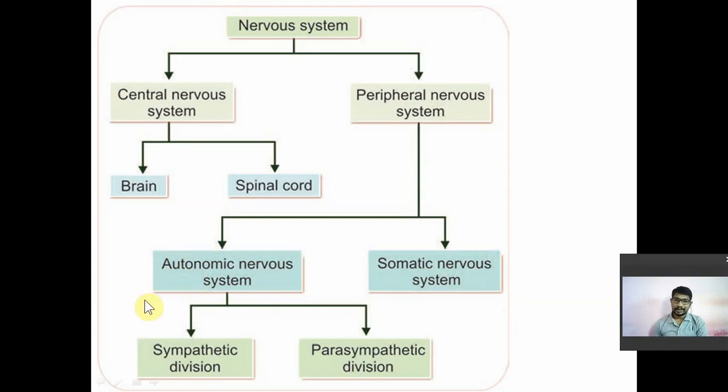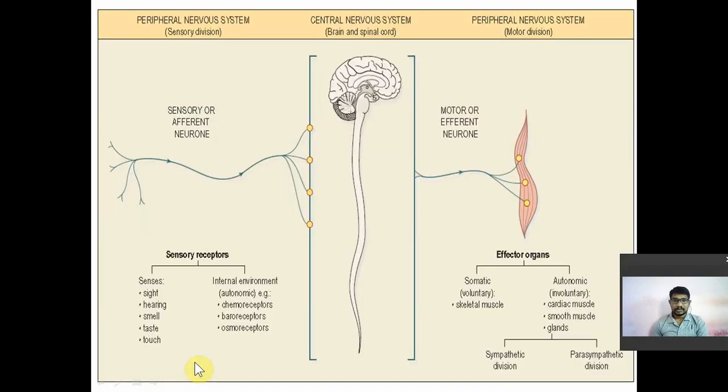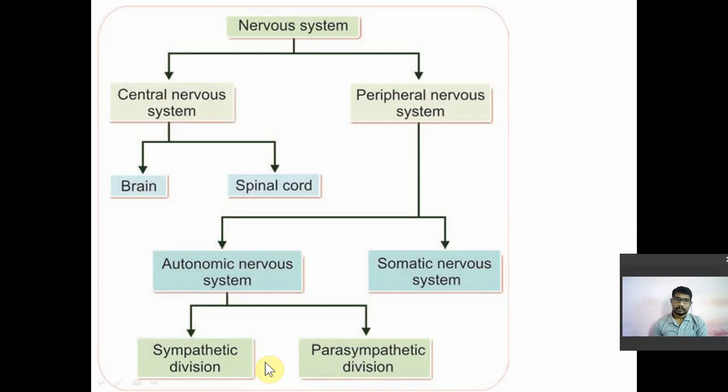So again, the autonomic nervous system is divided into two types: the sympathetic division and the parasympathetic division, or you can call them the sympathetic nervous system and the parasympathetic nervous system. Remember, the nervous system is divided into two types. The first one is central, the second one is peripheral. In the central nervous system, you have the brain and spinal cord. In the peripheral nervous system, you have the autonomic nervous system and the somatic nervous system.